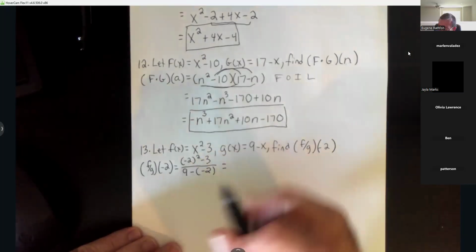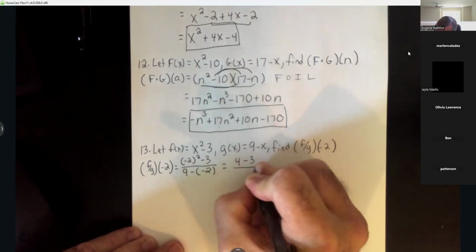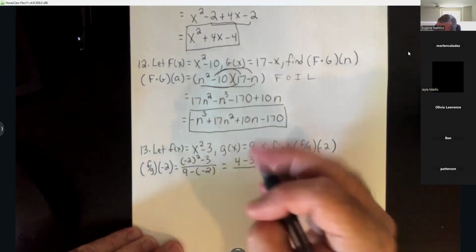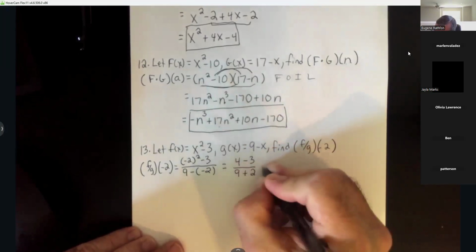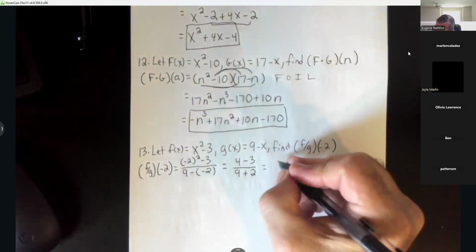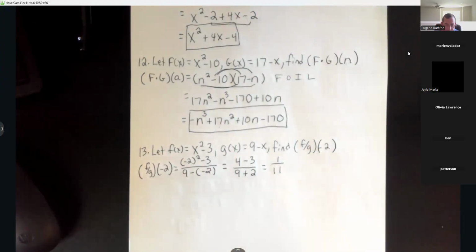Negative 2 times negative 2 is 4. So I get 4 minus 3. On the bottom, 9 minus a negative 2 is like 9 plus 2. And y'all, that is definitely 1 over 11. Good job, Ben.